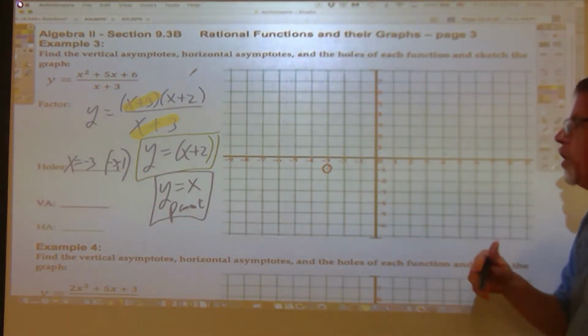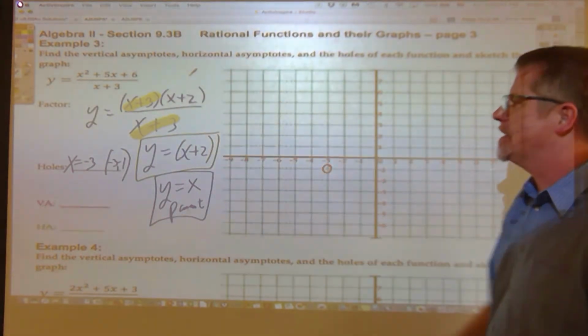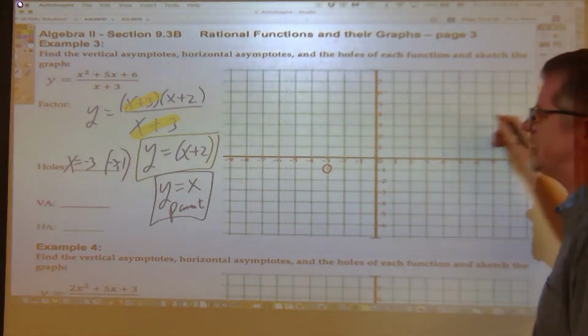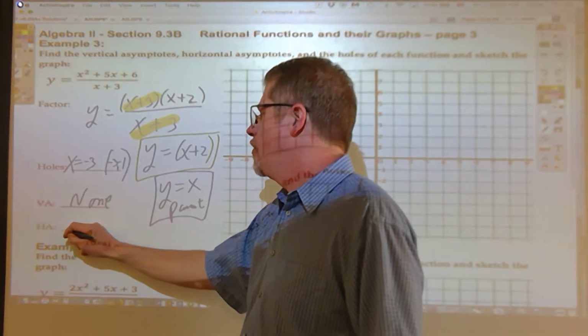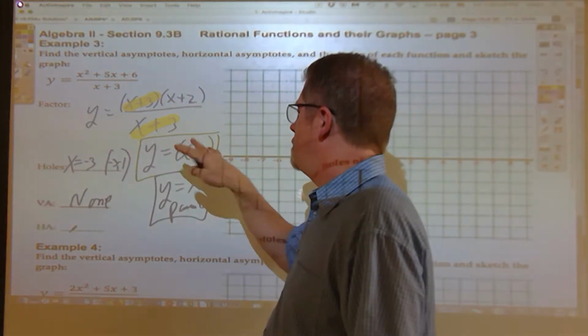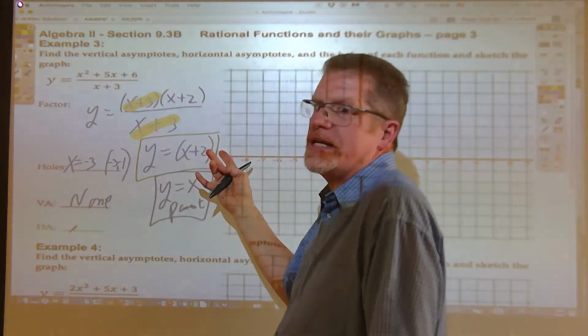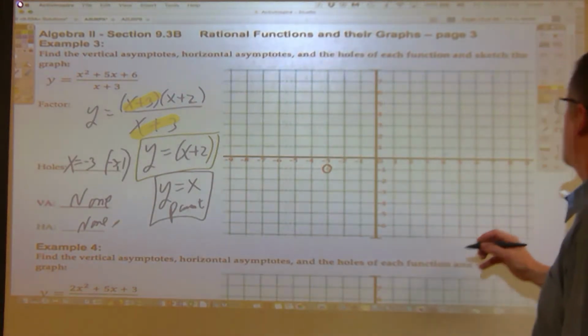Draw the hole in the graph. Oh, by the way, there's no vertical asymptote. Look, after cancellation, there is nothing in the denominator. Vertical asymptote, none. Horizontal asymptote, it's not a rational function. Upon cancellation, it's a linear function. None. All we have here is a line.